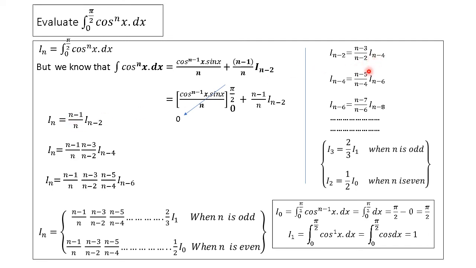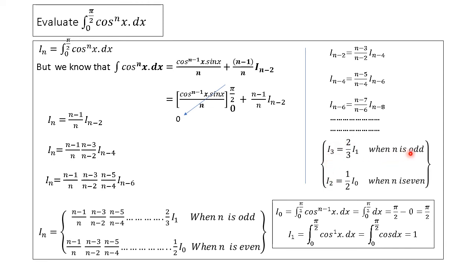Into I_(n minus 4). To find the value of I_(n minus 4), again substitute n is equal to n minus 4 in this one. Putting n is equal to n minus 4 means (n minus 5) divided by (n minus 4) into I_(n minus 6). Again putting n is equal to n minus 6, you will get I_(n minus 8). Continuing like this, it ends up with two values, I3 and I2.